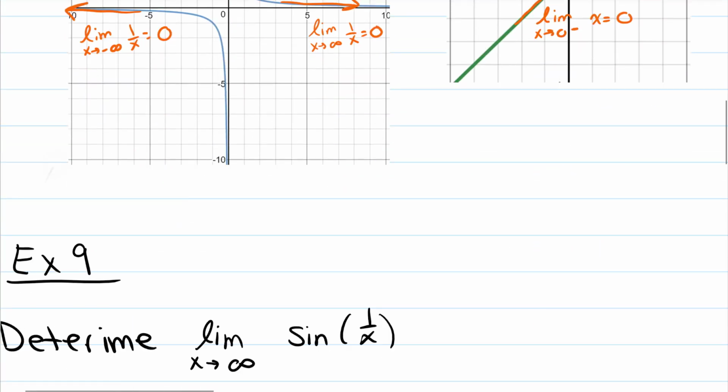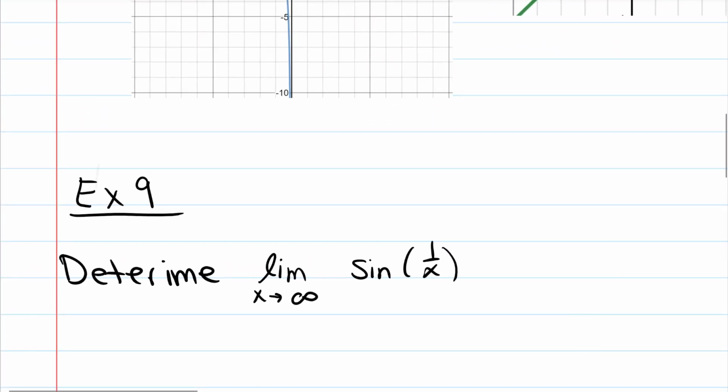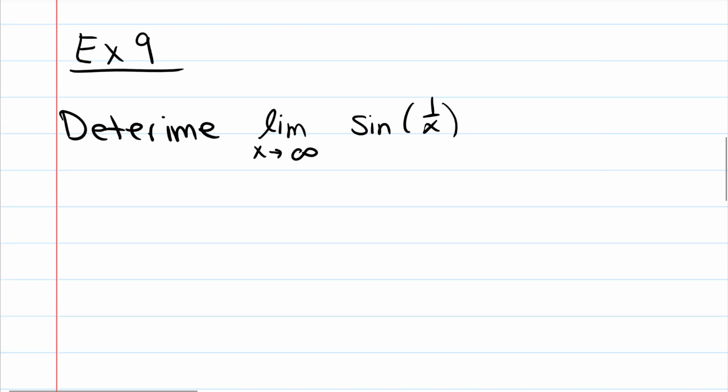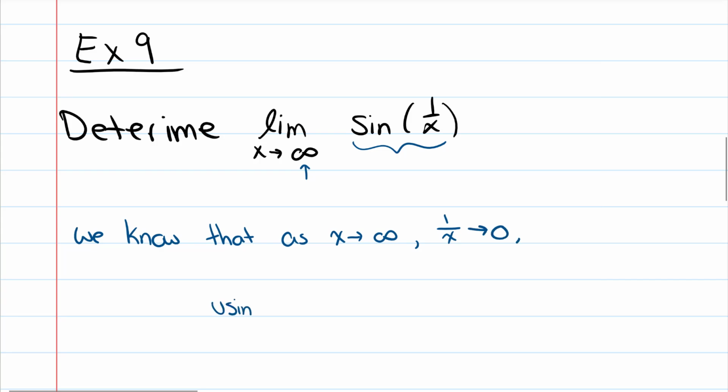Example 9. We want to determine the limit as x approaches infinity of sine of 1 over x. By just looking at this function, I really don't know what's going on, because I'm approaching infinity, which is way out to the right, and sine of 1 over x is a tricky function to think about. We know that as x approaches infinity, 1 over x approaches 0.